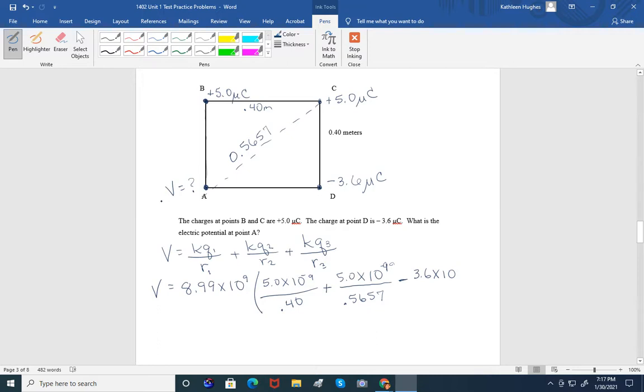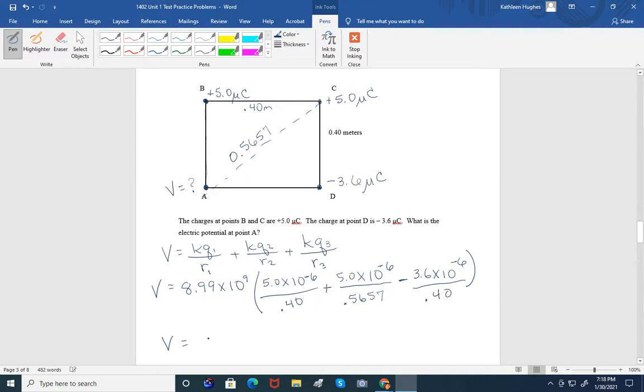Let me fix this. Okay. Micro is 6, not 9, so this should have been microcoulombs, 10 to the negative 6, 10 to the negative 6, 10 to the negative 6. That distance is also 0.40. Now it's just a calculator problem.